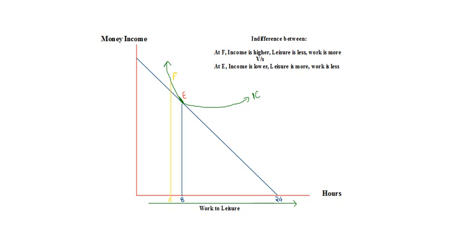So the indifference between F and E is basically that an individual at point F can choose a situation where income would be higher, leisure hours would be fewer and work would be more, vis-a-vis point E where income is lower, leisure is more and work is less. This is the indifference faced by a person, and a person has to make a choice out of the various options available.